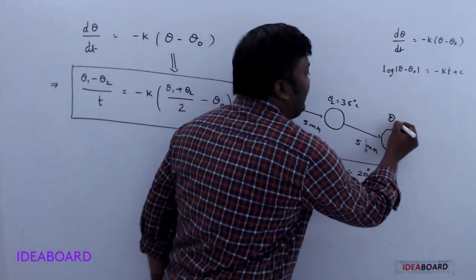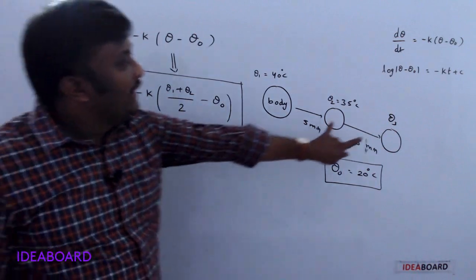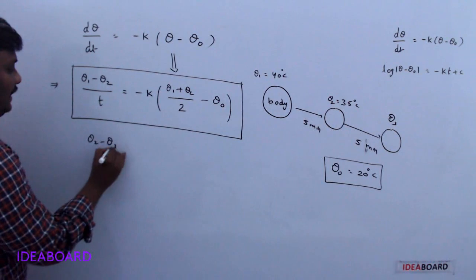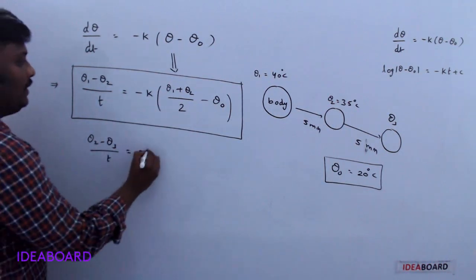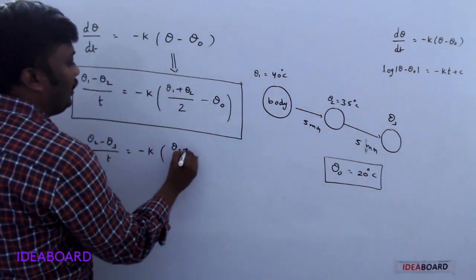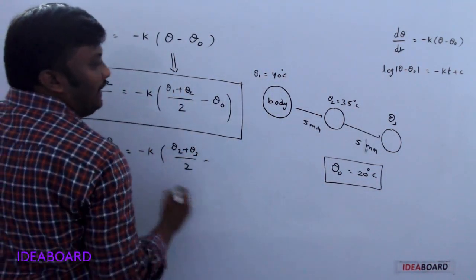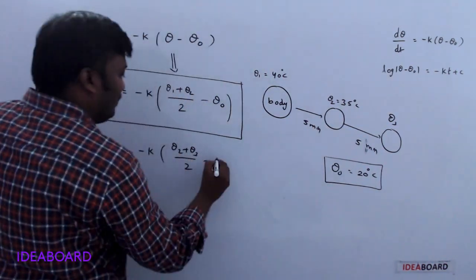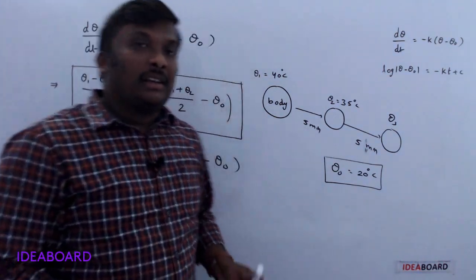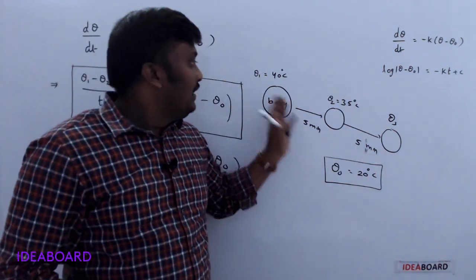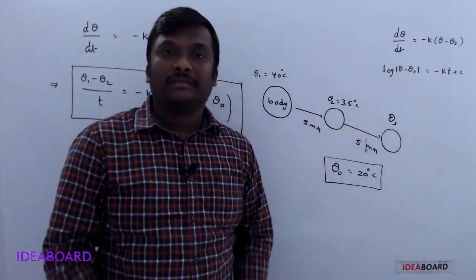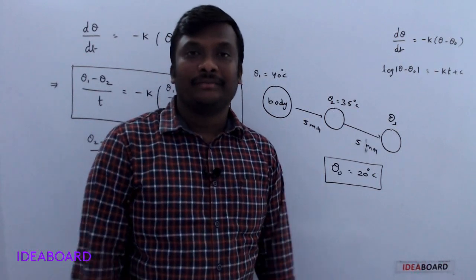If you take this as theta 3, then between these two you can write another formula. Theta 2 minus theta 3 by t is equal to minus k into theta 2 plus theta 3 by 2 minus the surrounding temperature, which does not change. That is theta naught. In this way, we can apply this formula for any two temperature variations. Clear? So this is Newton's law of cooling. Thank you.